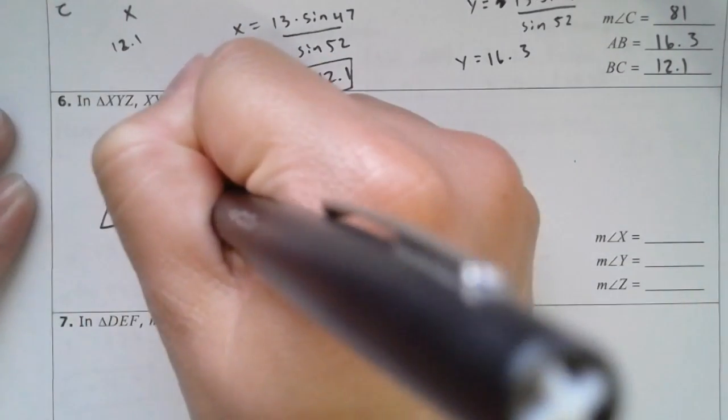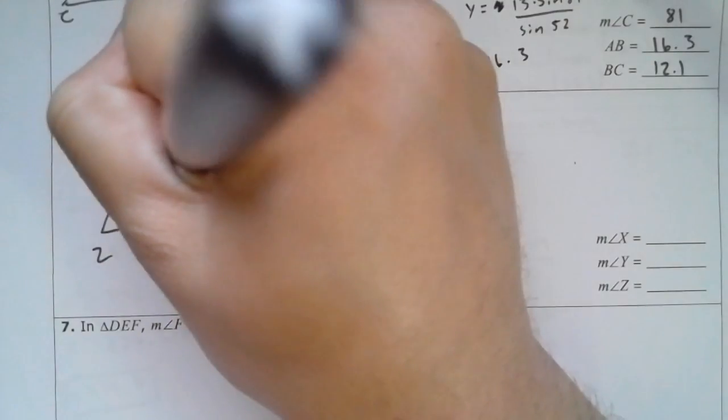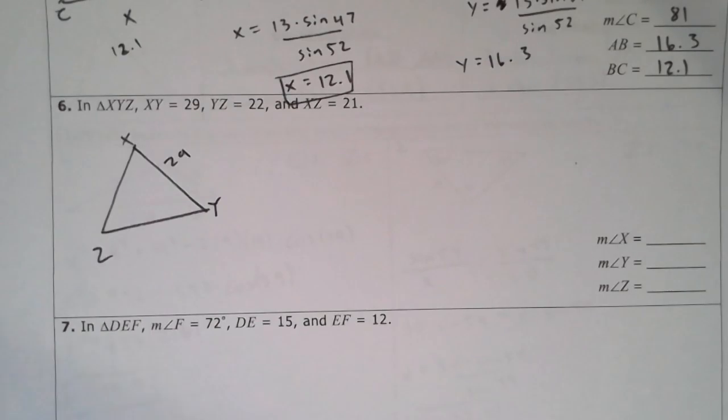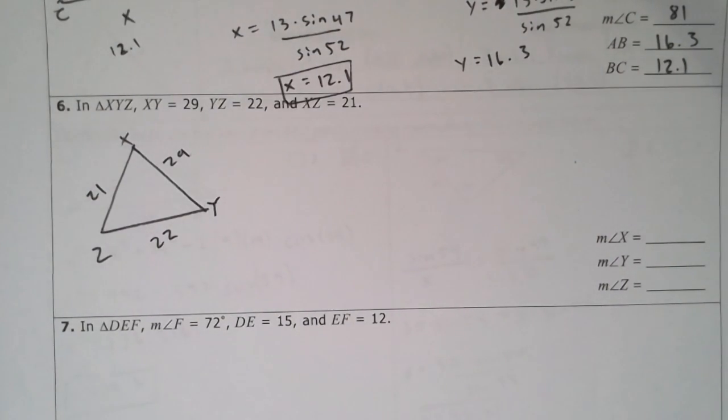So triangle XYZ. It says XY is 29, YZ is 22, and XZ is 21. So this time I'm given only the side lengths, right? So this is side, side, side. So I'm going to use the law of cosines to find my first angle.